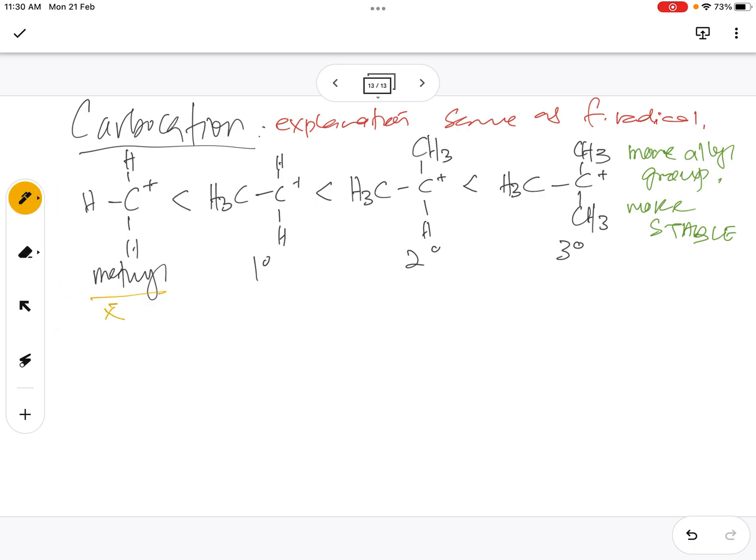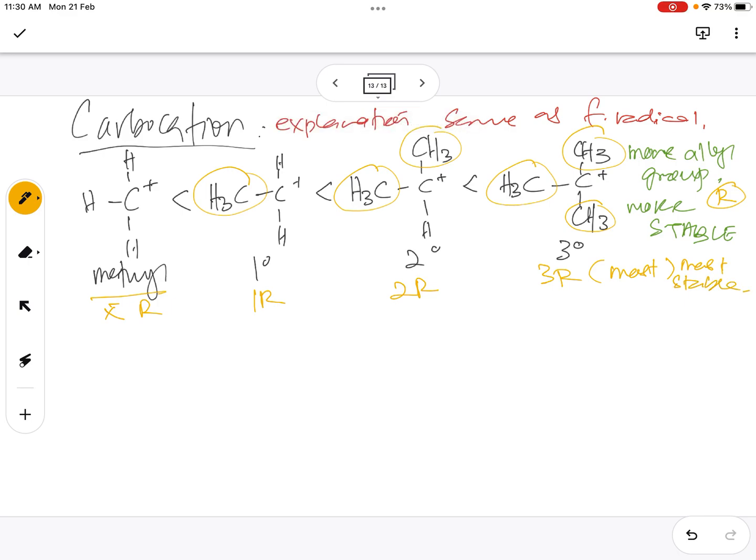So you can see contoh kita tengok, saya bulatkan. Methyl no alkyl group. Symbol alkyl group R, R is the symbol for alkyl group. Methyl tak ada alkyl group. Sini kita ada satu alkyl group. Sini kita ada dua alkyl group. Dan sini kita ada tiga alkyl group. Okay. So since tertiary carbocation has the most alkyl group, then it is the most stable. Likewise, methyl no alkyl group, then it become the least stable, paling kurang stabil.